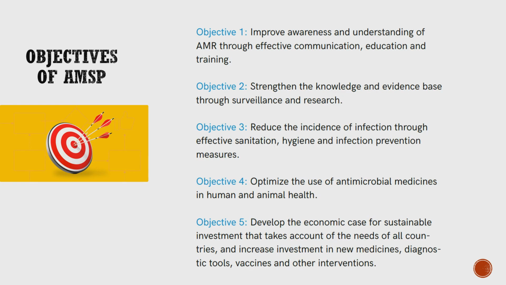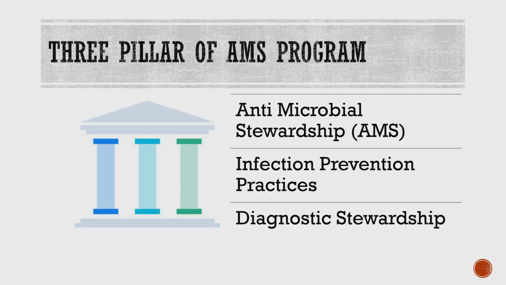The objectives of the AMSPs are to improve awareness, communication and education regarding antimicrobial resistance, strengthen and acknowledge the surveillance, reduce infection by promoting infection prevention practices, optimize the use of antibiotics in humans as well as animals by using antimicrobial stewardship practices, and finally lead to a health and economic impact on the country.